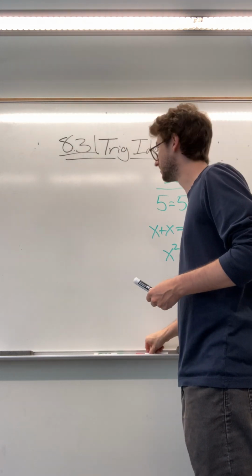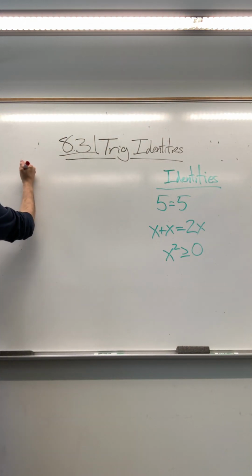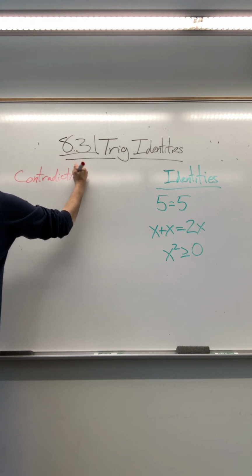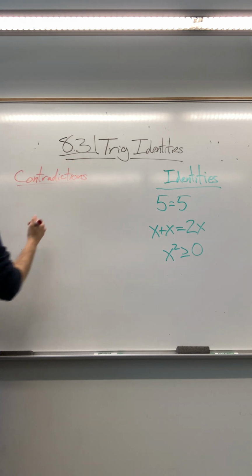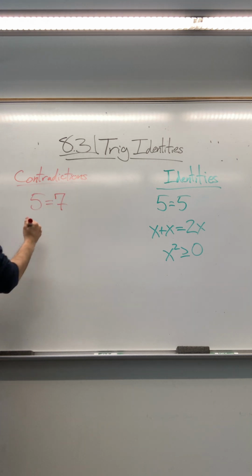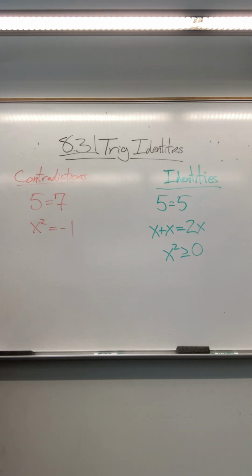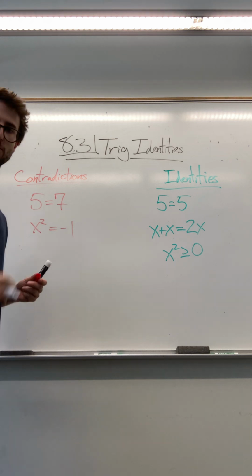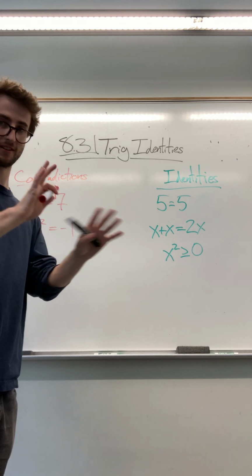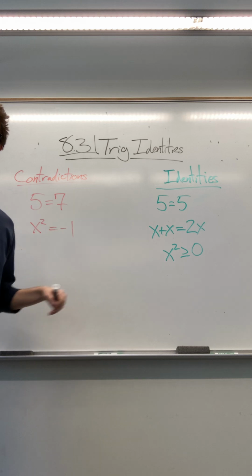We also have, like on the opposite side of identities, contradictions. So these are equations that are never true. This is things like 5 equals 7, or x squared equals -1. You may be laughing at that one, because sometimes that's true, but for our purposes, no. Can't have something that squares to a negative number that's related to this.